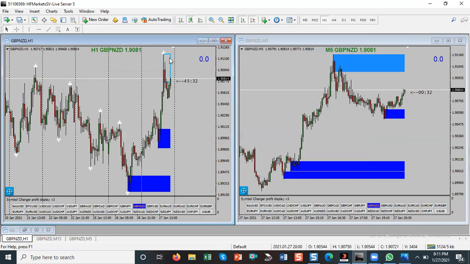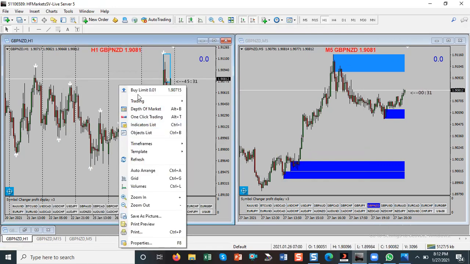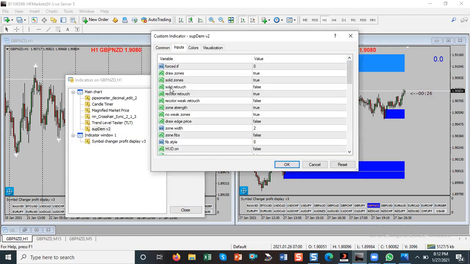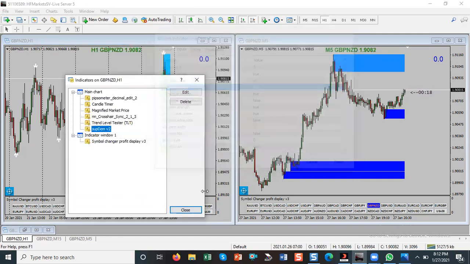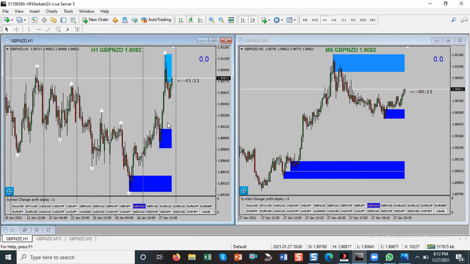Then I don't want this. I don't want this solid retouch. I want it to be plain. So I'm going to edit that now. Supply demand, solid retouch, true. I want it solid, true. Okay. All right. Okay, so this is it.